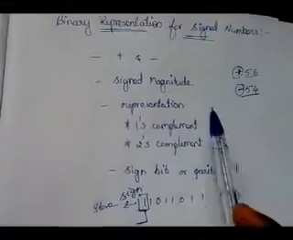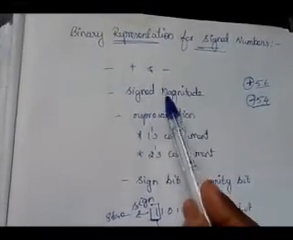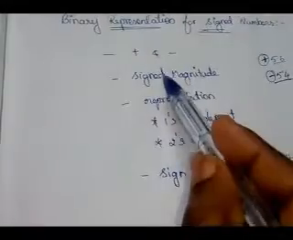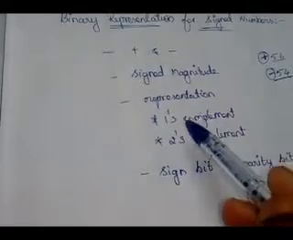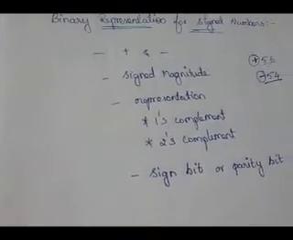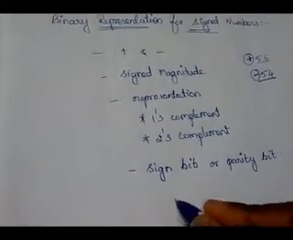The simplest method to represent a negative number in binary format is known as signed magnitude. Understand? This signed magnitude representation has two types: 1's complement method and 2's complement method. Understand? Then here is one example.